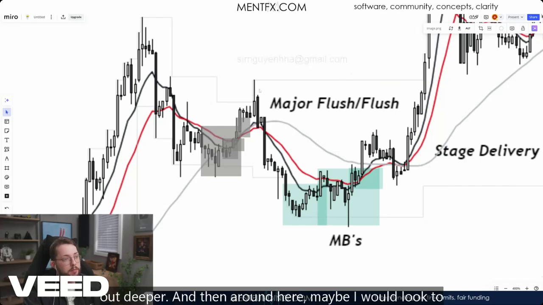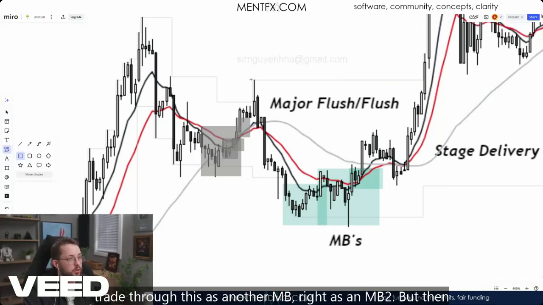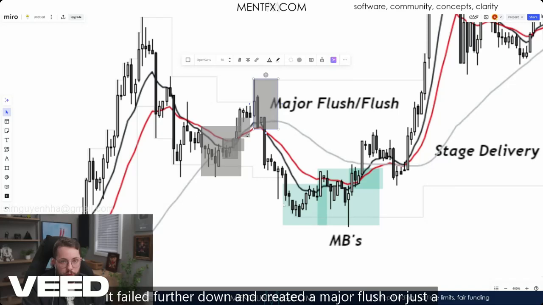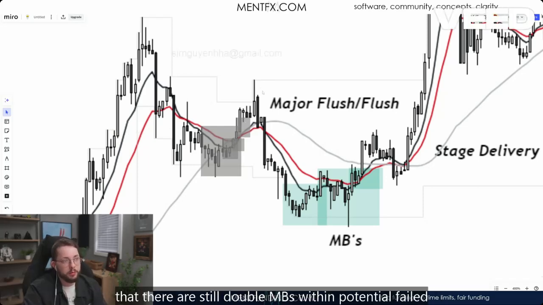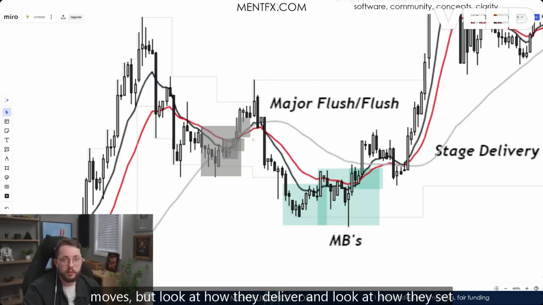And then around here, maybe I would look to trade through this as another MB, right, as an MB2, but then it failed further down and created a major flush or just a normal flush. And then from there, we reset our analysis. But I wanted to pinpoint this because I want to show you that there are still double MBs within potential failed moves, but look at how they deliver and look at how they set up.